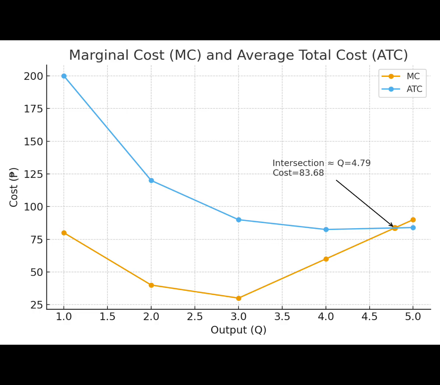Productive efficiency, minimizing average costs, is different from profit maximizing. Profit is maximized when MC equals MR, or price, and profit computation may or may not coincide with the ATC minimum.